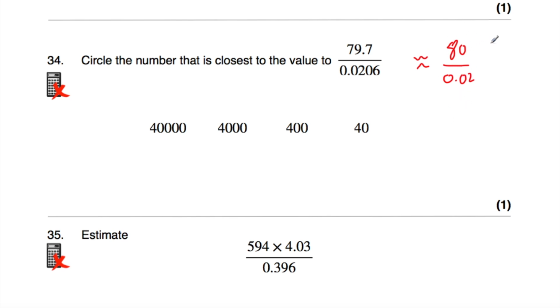Now here I'm going to multiply both the numerator and denominator by 100. Rather than multiply by 10 in this case, I'm going to multiply both of them by 100. Remember, it'll still give us the same answer. So we would have 8,000, multiplying 80 by 100 is 8,000, divided by, multiplying 0.02 by 100, we would move the two columns to the left, so that'll be 2. And 8,000 divided by 2 is equal to 4,000. So that means that 79.7 divided by 0.0206 will be approximately 4,000. So that's the number that's the closest in value in terms of that list to the answer to that question. And that's it.